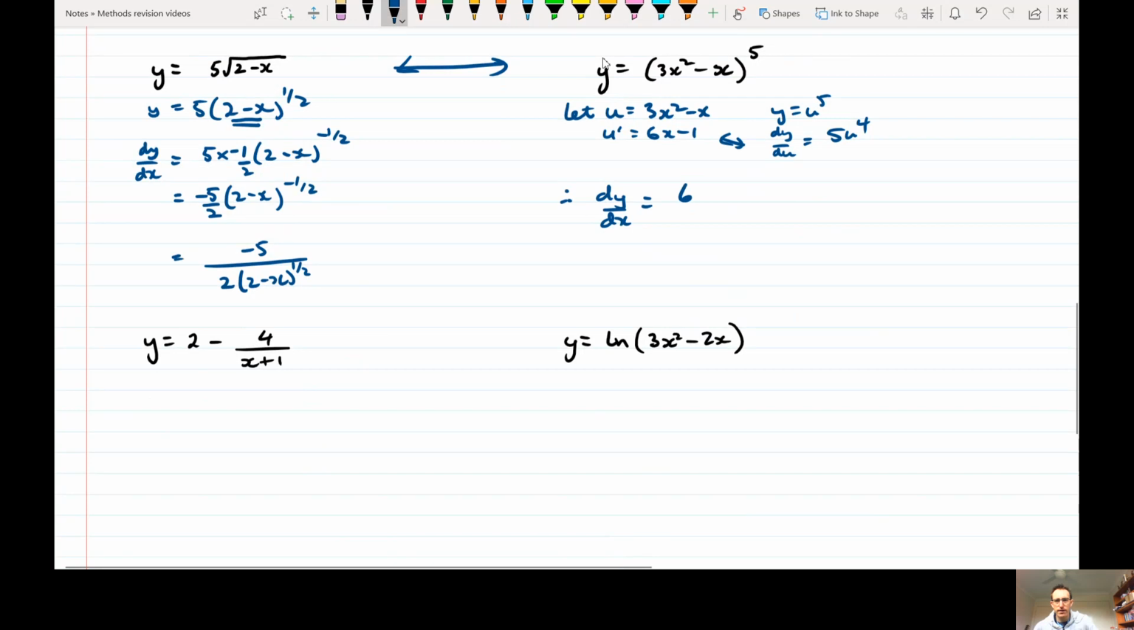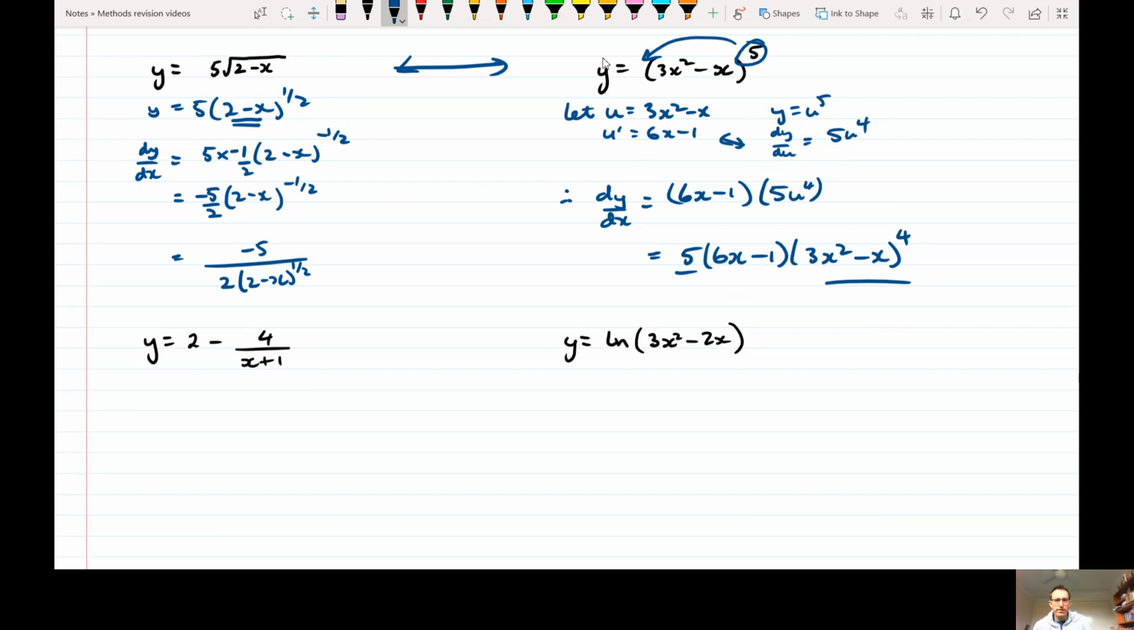The chain rule tells us we multiply the two individual derivatives together. So we end up with 6x minus 1, please do not forget brackets, there are 2 terms there, times 5 u to the 4. That 5 can come at the front because that's just multiplication. 6x minus 1, and then 3x squared minus x to the power of 4. Now I could have done that from the start. I could have just said, oh, the 5 comes out the front, the power goes to 4. That's what that is, and that's what that is. And then the derivative of 3x squared minus x comes out the front too, and that's what we've got. So you could have shortcutted it if you want to.